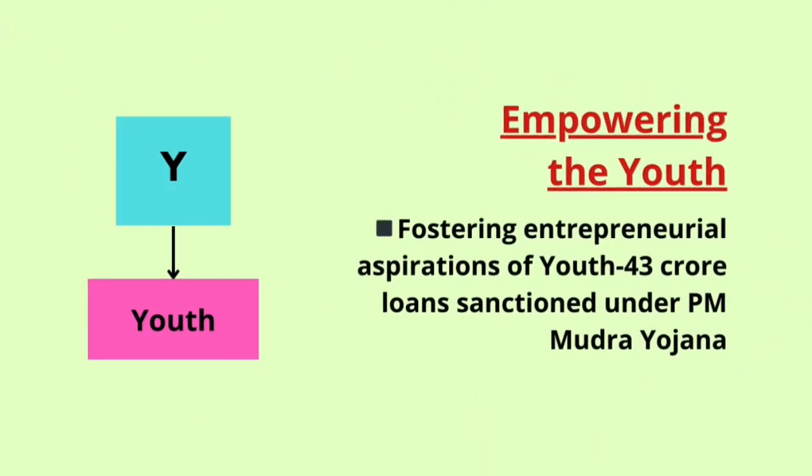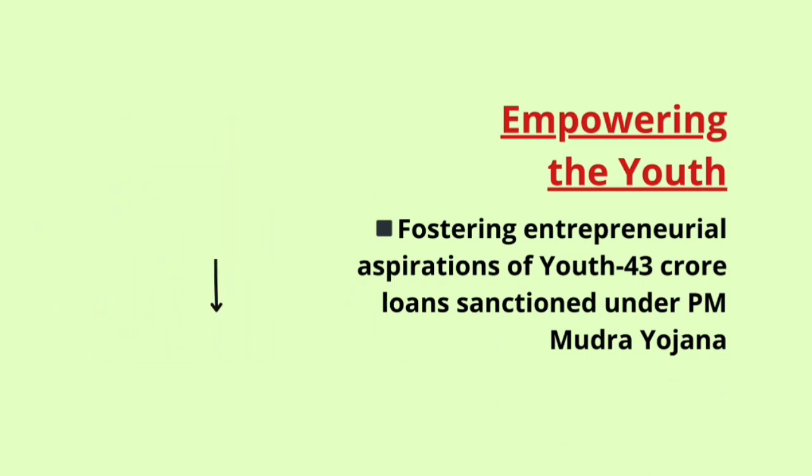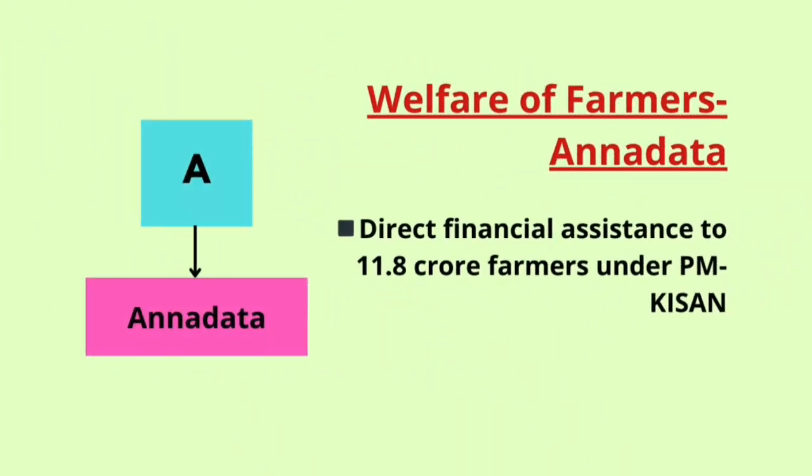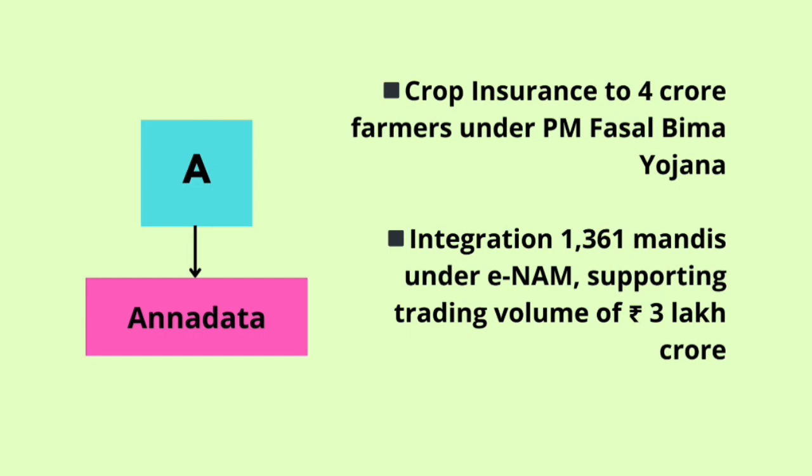Second is empowering the youth. Fostering entrepreneurial aspirations of youth. 43 crore loans sanctioned under PM Mudra Yojana. Welfare of farmers. Annadata. Direct financial assistance to 11.8 crore farmers under PM Kisan Yojana. Crop insurance to 4 crore farmers under PM Fasal Bima Yojana. Integration of 1,361 mandis under eNAM supporting trading volume of rupees 3 lakh crores.